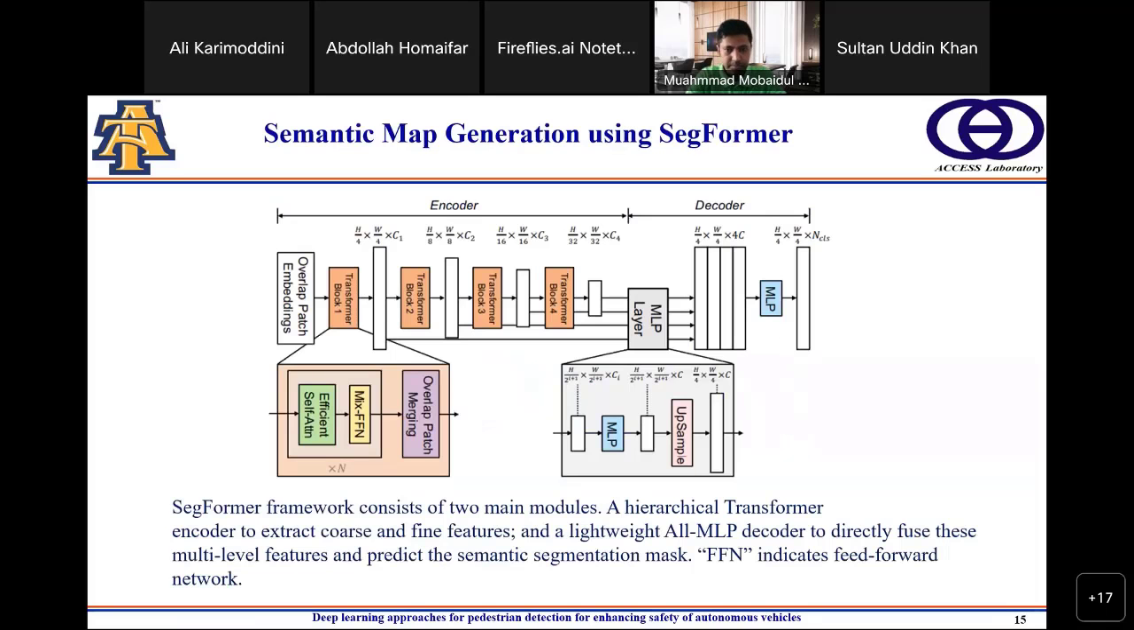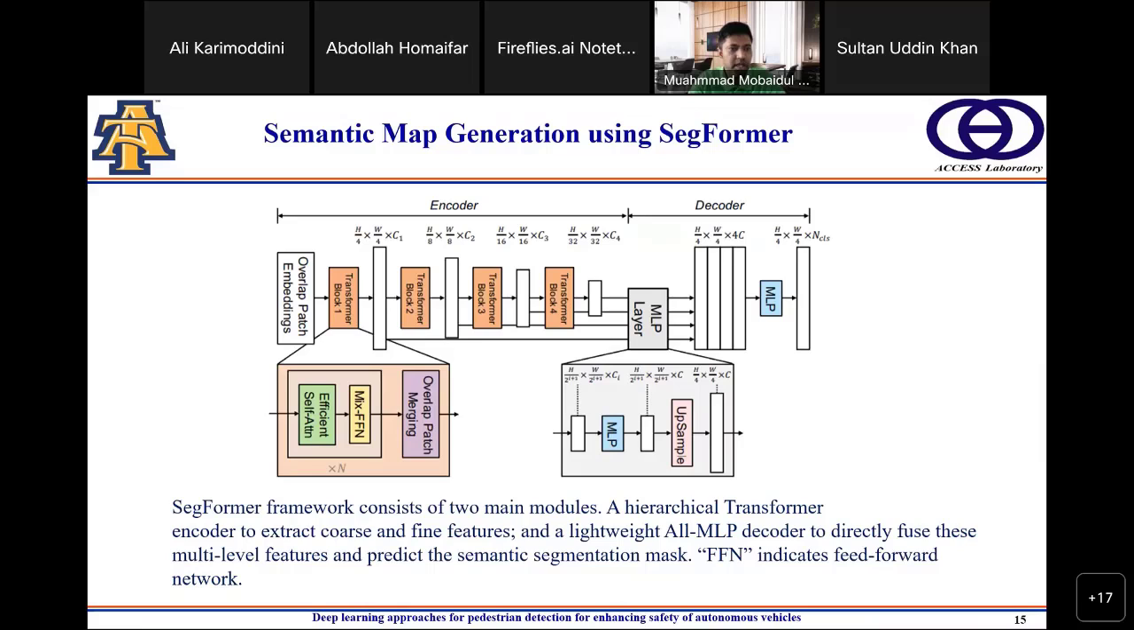Now for the other branch, the semantic segmentation branch, we can use any conventional semantic segmentation network. For example, we can use SegFormer. The SegFormer framework consists of two main modules: a hierarchical transformer encoder to extract coarse and fine features, and a lightweight all-MLP decoder to directly fuse these multi-level features and predict the semantic segmentation mask.